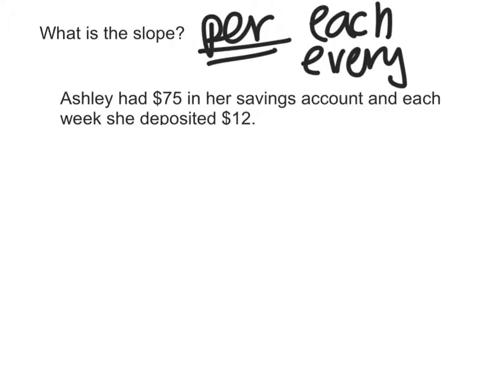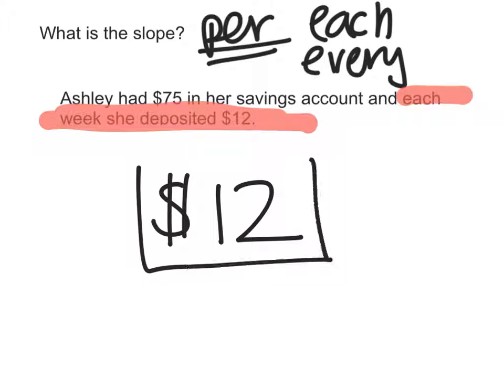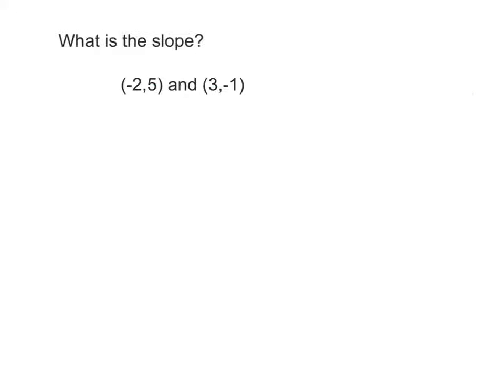So Ashley had $75 in her savings account, and each week she deposited $12. So each week she deposited $12. That tells us that our slope for this problem is the $12, because that's the rate of change. That's how much it's changing.